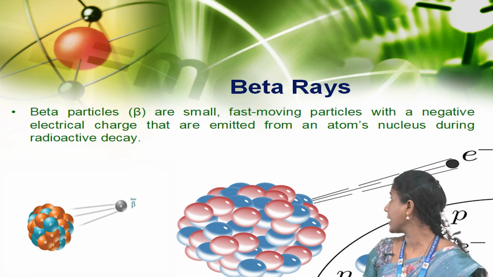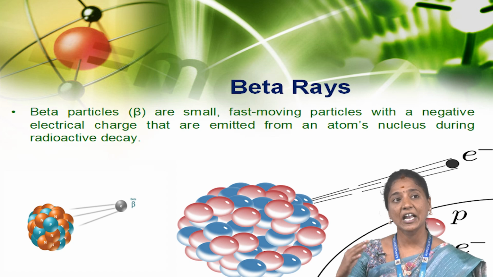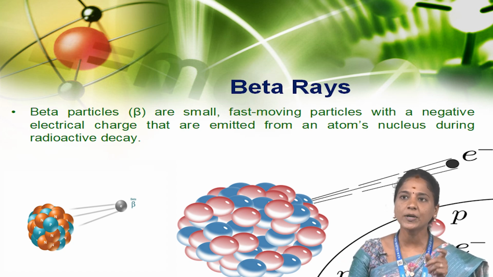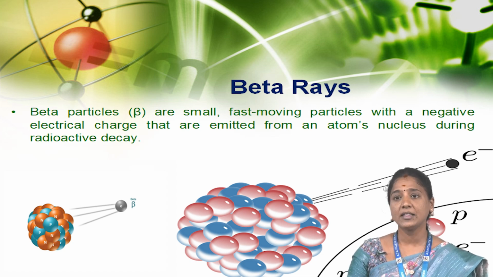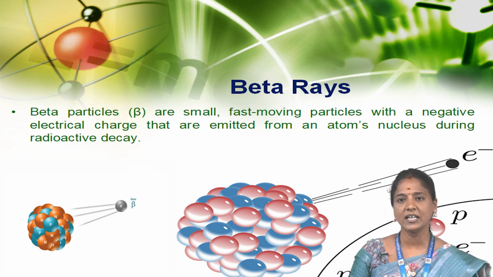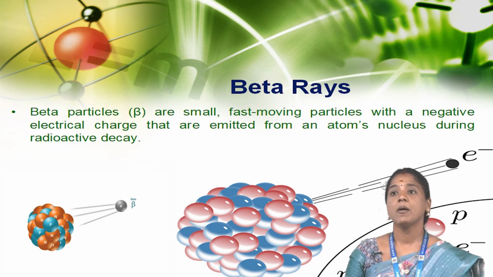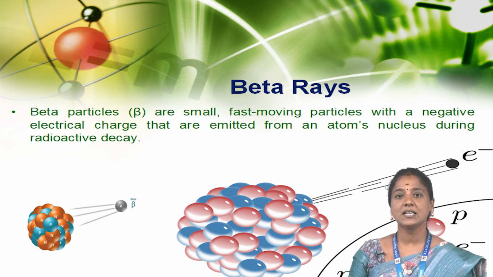Next one is beta rays. Beta particles are small, fast moving particles with a negative electrical charge that are emitted from an atom's nucleus during radioactive decay. These particles are emitted by certain unstable atoms such as hydrogen 3 and carbon 14. Beta particles are more penetrating than alpha particles, but they are less damaging to living tissues and DNA because the ionizations they produce are more widely spaced. They travel further in air than alpha particles, but can be stopped by a layer of clothing or by a thin layer of a substance such as aluminium.